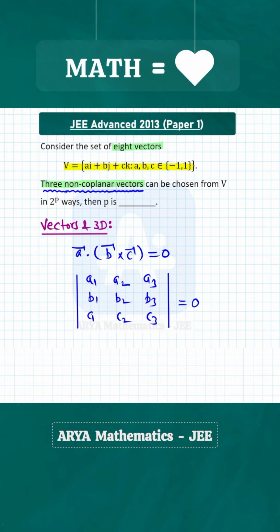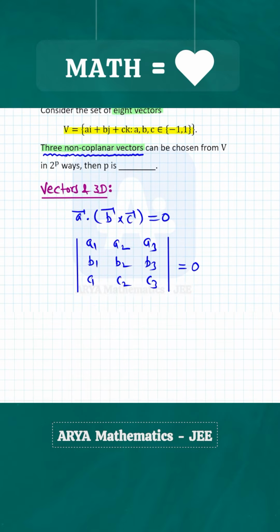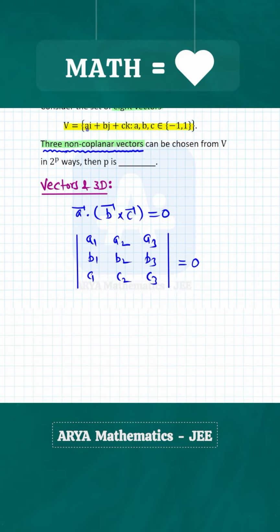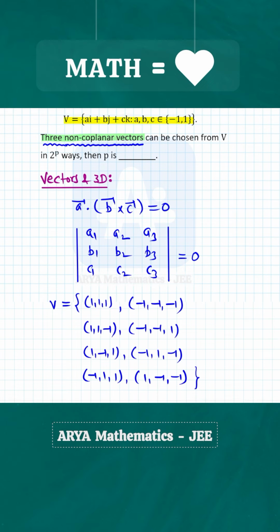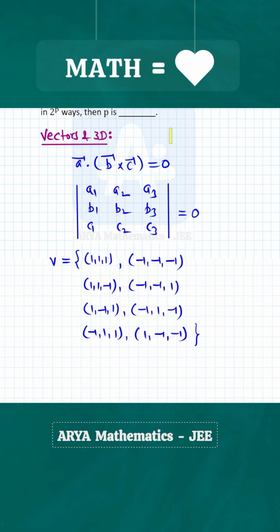Now let us write the different vectors which are given in set V. Set V is the set of all the vectors ai + bj + ck, where a, b, c are -1 or +1. So these are the 8 vectors in set V. And here if you notice, these two vectors, (1, 1, 1) and (-1, -1, -1), are collinear, they are in the same line. In fact, these two are negatives of each other.